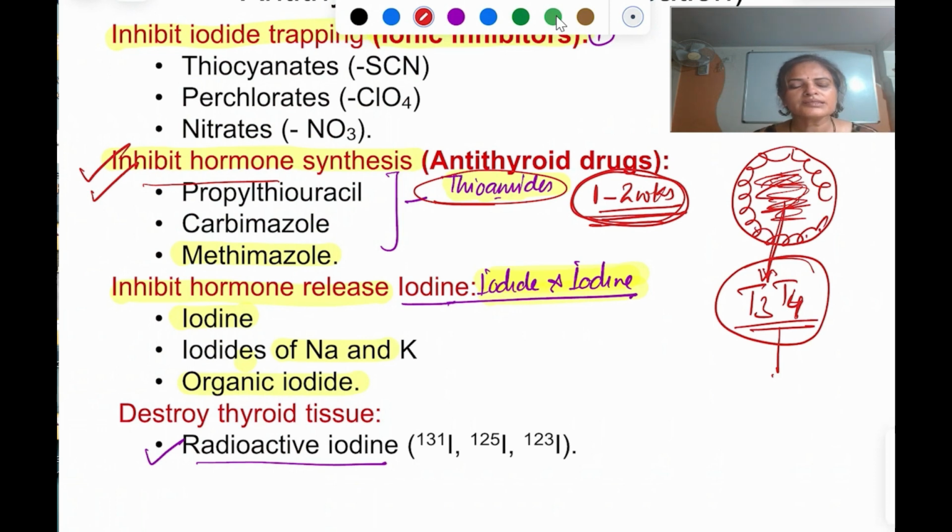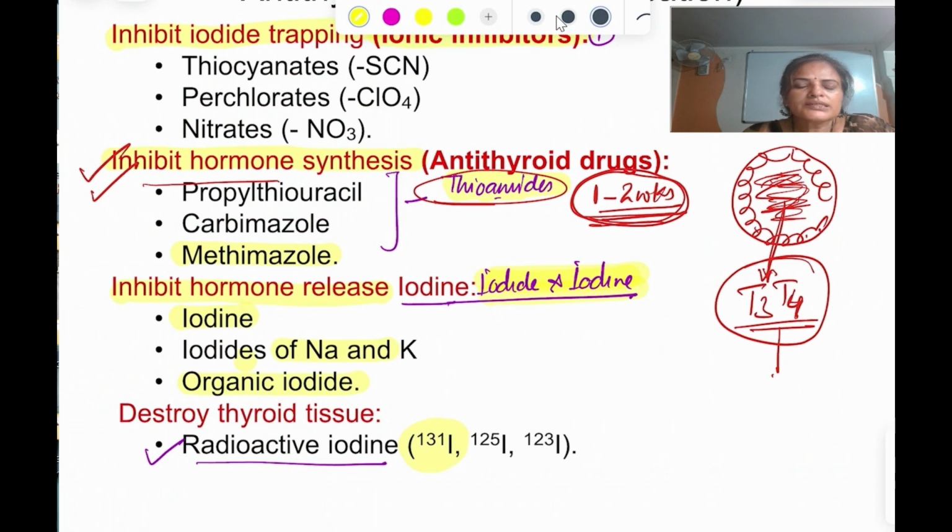Then another one is the drug which destroys the thyroid tissue. इसमें सबसे important कौन सा है? The most important is iodine 131. Now how does this group of drugs, radioiodine, act? इसमें ये है कि radioactive iodine 131 in the form of sodium salt, we give it by oral route.